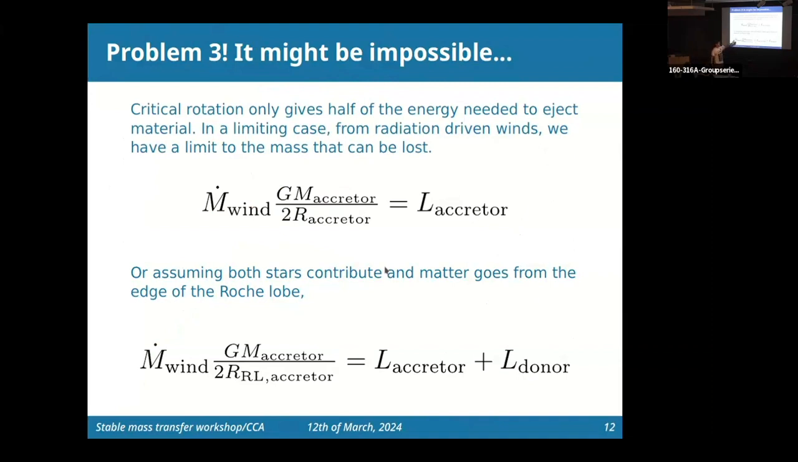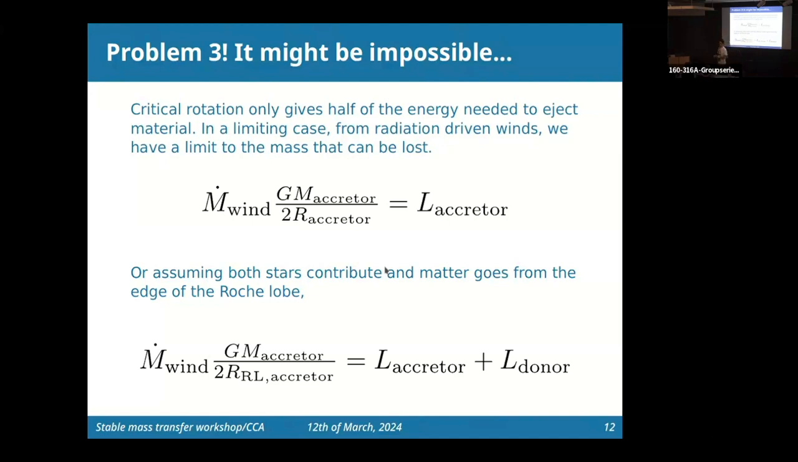If we don't have a black hole, we need to rely on the luminosity. And if we think about radiation-driven winds, we have a fundamental limit called the photon tiring limit, which means we're putting all our luminosity into unbinding matter. So if we assume we're removing material from the surface of the accretor, critical rotation just gives us half the energy we need. That doesn't mean it's unbound. So we need the other half of GM over R to get out. And this gives us a limitation on how much mass we can drive out as a function of the luminosity.